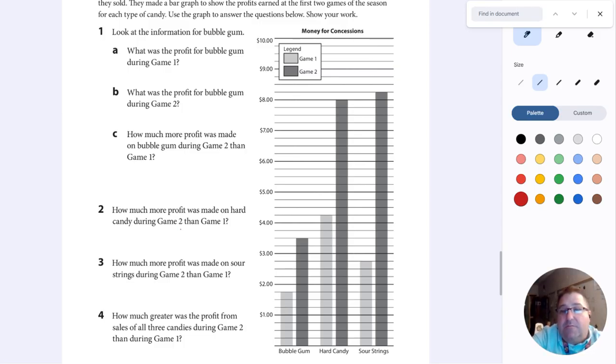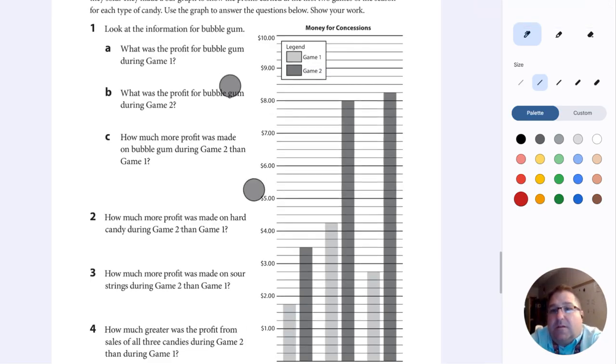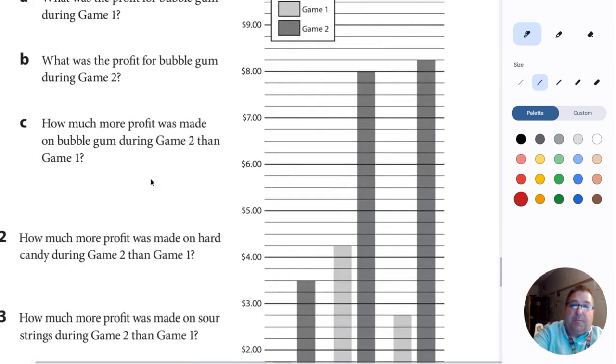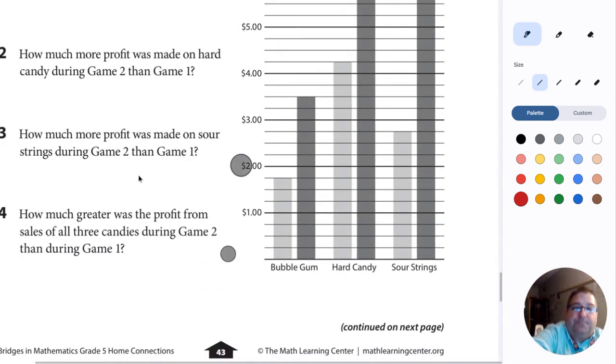Now, let's start getting a little more technical here. So the question 1, we're going to talk about bubblegum. So what was the profit for bubblegum during game 1? What was the profit for game 2? And then how much more did they make on game 2? All right, let's zoom in on this.